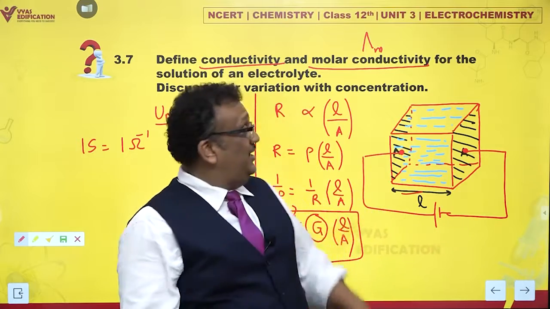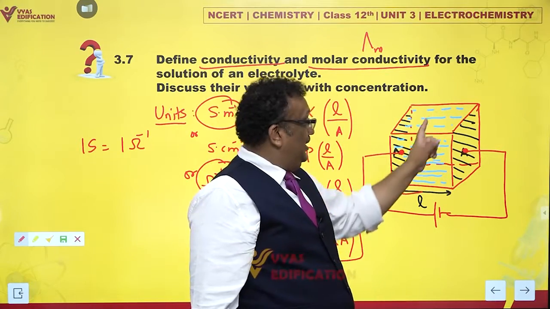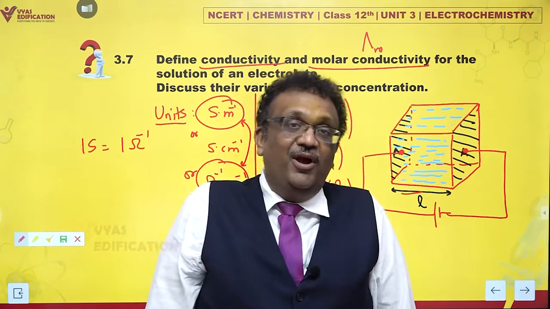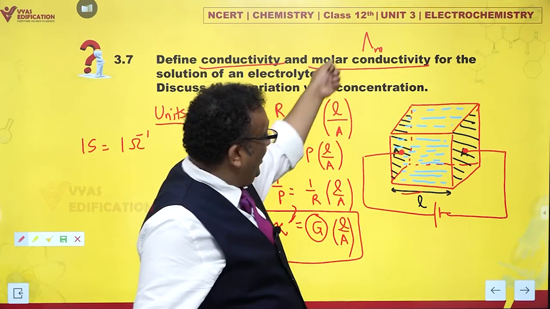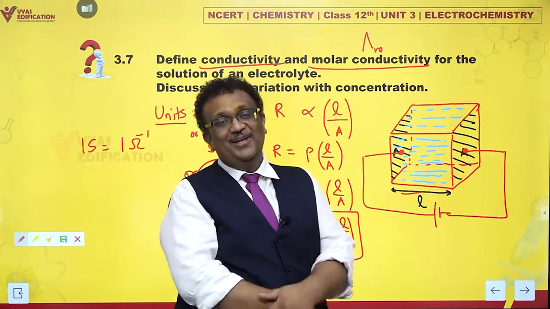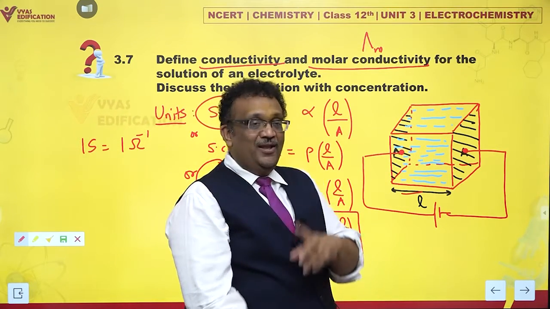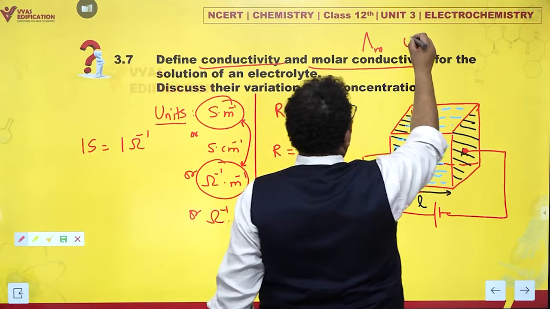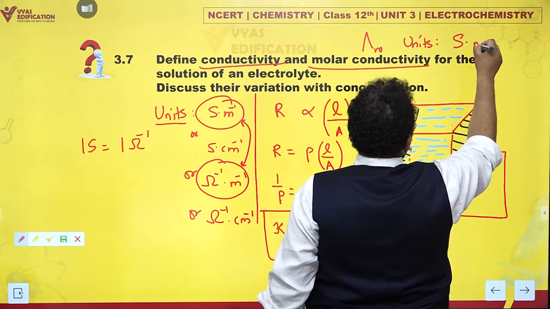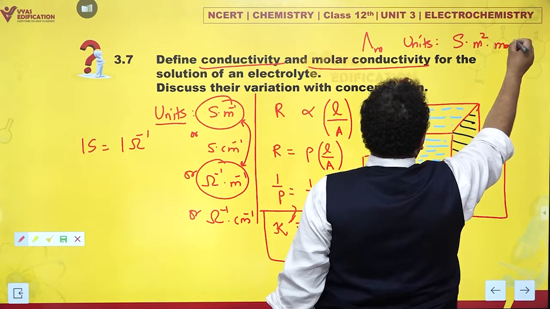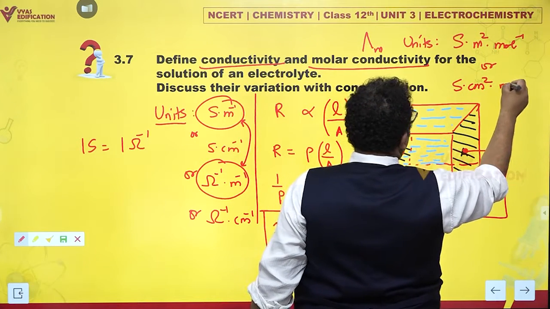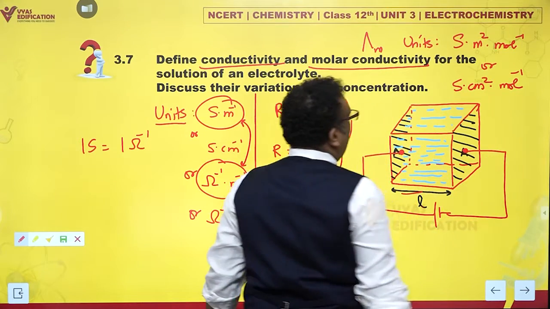Please note that in the case of lambda m, the area need not be unit area, obviously. Why? Because you have to add enough solution so that it contains 1 mole of electrolyte. What are the units? Units for lambda m are Siemens meter square per mole or Siemens centimeter square per mole. They look ugly, don't be bogged down by this.